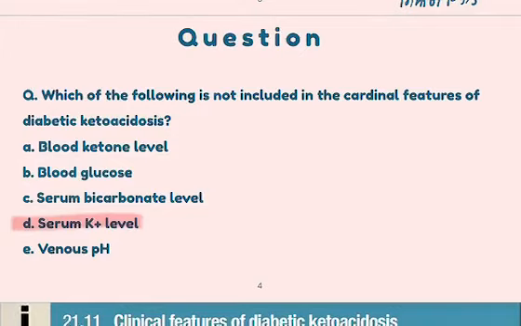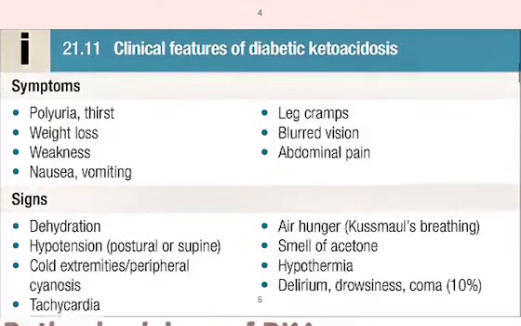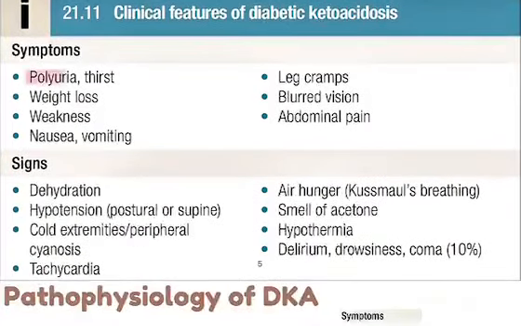Now let us learn about the symptoms that patients usually bring to you. The symptoms are polyuria, thirst, weakness, nausea and vomiting, and abdominal pain. And we will find the signs of dehydration, hypotension, tachycardia, tachypnea, or air hunger, which is also called Kussmaul breathing. It means the pattern of breathing is Kussmaul breathing, and the smell of acetone.